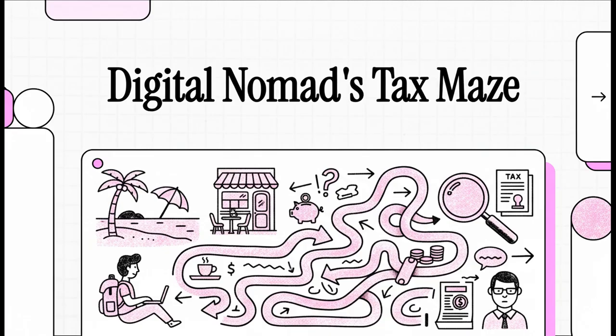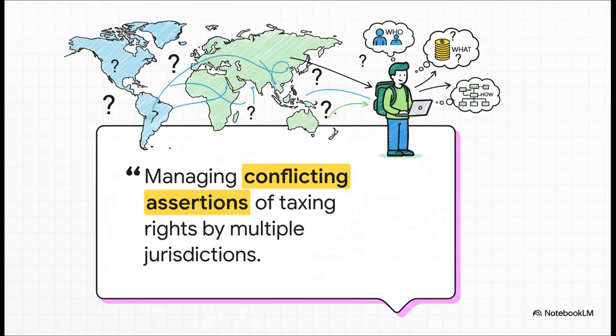How do you square that amazing freedom with the fact that tax authorities, both back home and in the countries you visit, have a lot of questions for you? And this quote right here, it just nails it. The real problem isn't just paying tax. It's that you're caught in this global tug of war, where multiple countries can, and often do, claim they have the right to tax your income. It feels like everyone wants a piece, and they all have different rule books.